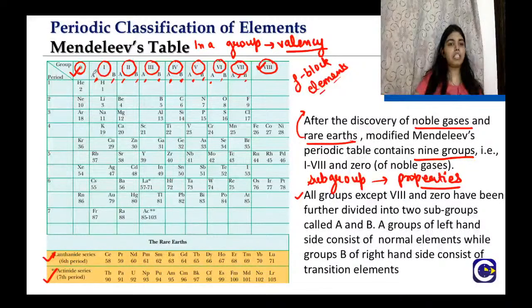However, the elements placed in a particular subgroup will have the same properties. For example, rubidium, cesium, francium will have similar properties, but different from those of copper, silver and gold, right? So within a subgroup, properties remain the same, and within a particular group, the two subgroups will have the same valency. Is it clear?